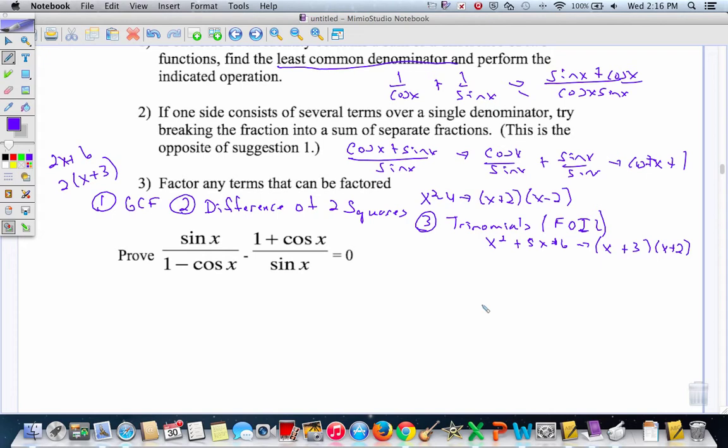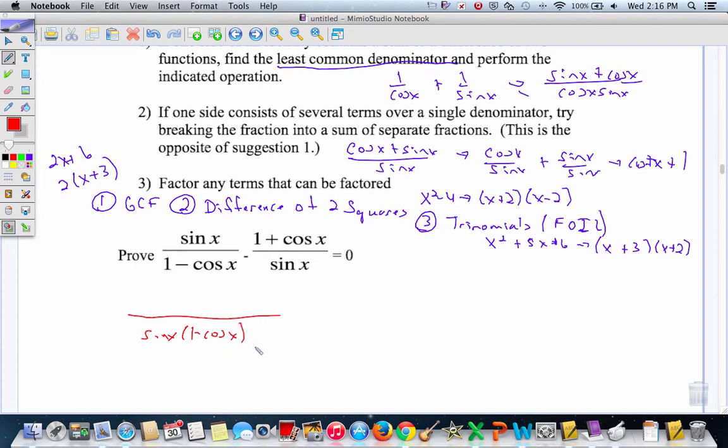So those are some suggestions maybe to get us started. Not all inclusive by any means, but it gives us an idea of some things we can do. So we'll start here with example number 1. You can read through here, sine over 1 minus cosine, minus 1 plus cosine over sine is going to simplify down to 0. As we start here, we would start probably by finding a common denominator.